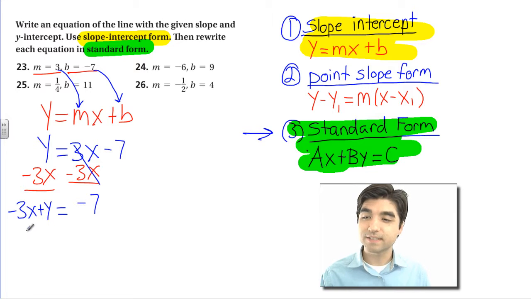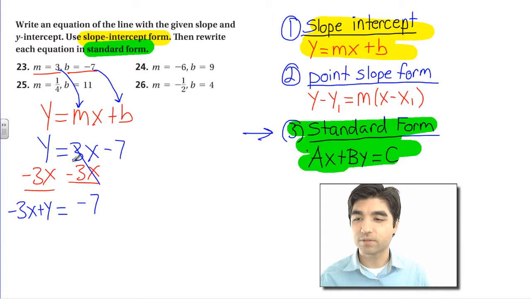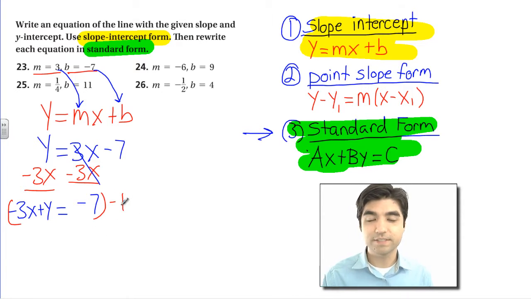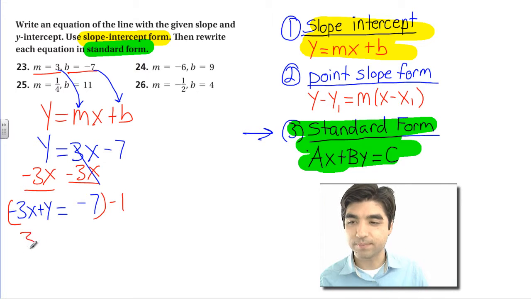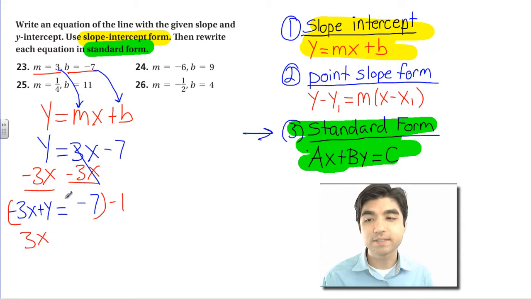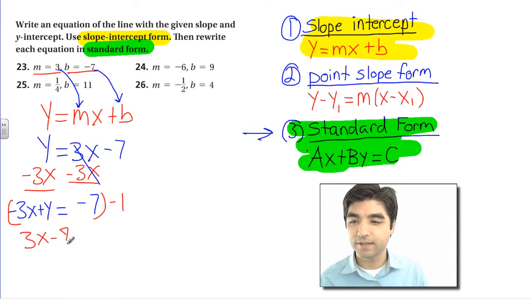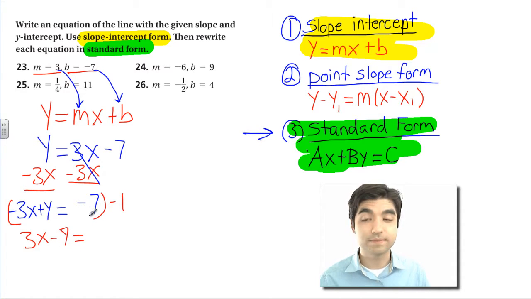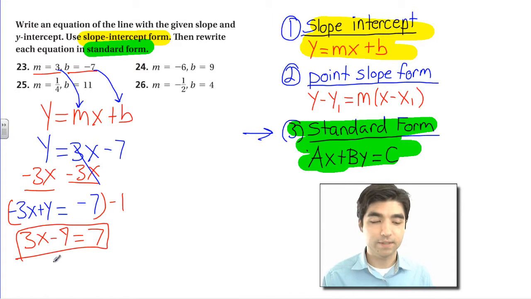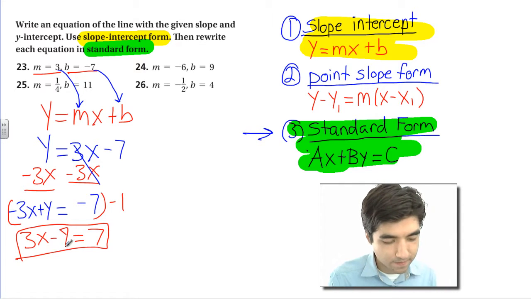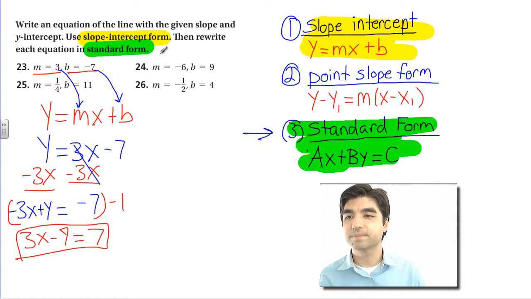Now, the only trick with this is that you can't have a negative number in front of the x. So you need to take this whole thing times, I don't have any room here, a -1. So you take -1 times -3, which equals a positive 3x. -1 times y equals -y. And then -1 times -7 equals positive 7. So that would be the answer for number 23. Let me double check that. Yep, that's how it is.